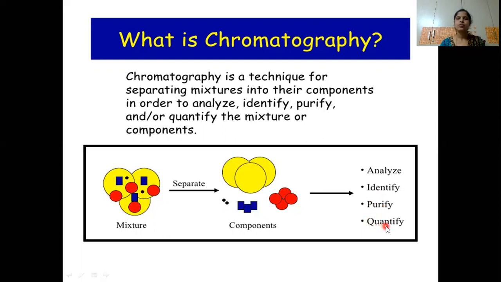And also it is used for quantifying the components. Quantifying here means we can find out the amount of the component present in the mixture. Now in this you can see the yellow component which is larger in size, and the other components which are smaller than the yellow component. Now we can also identify the concentration of the components present in this mixture. So chromatography is mainly used to analyze, identify, purify, and quantify the components.